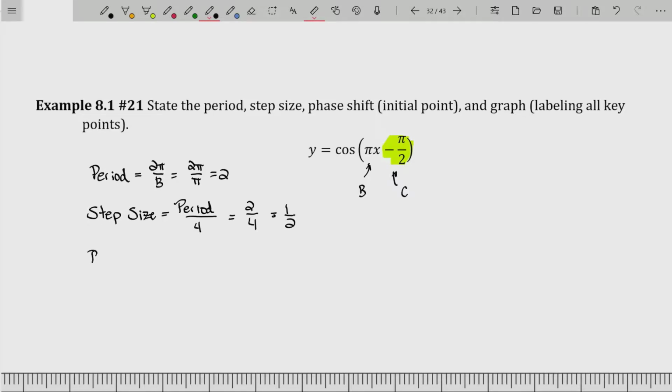And then the phase shift. Well, the phase shift, you could either just do negative c over b, or you could do this as the cosine of and divide pi off of both of those terms. If you did that, you would get this. And what turns that argument into 0 is 1/2. So 2 ways to go about it. I think it's a very nice way. So x is equal to 1/2 is my phase shift. I'm moving over 1/2 units to the right.